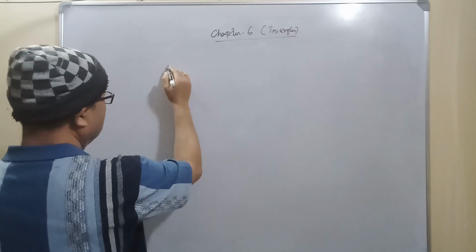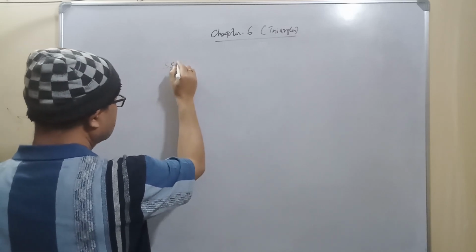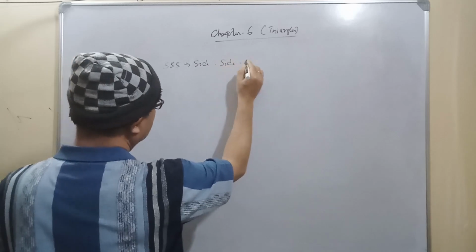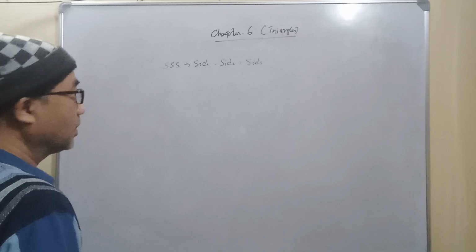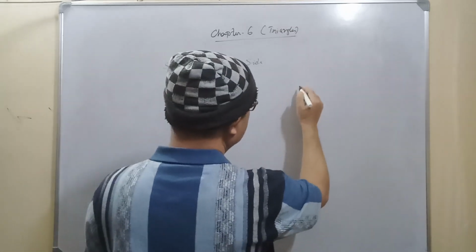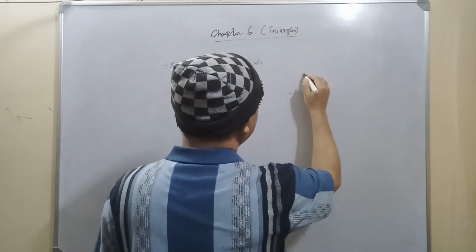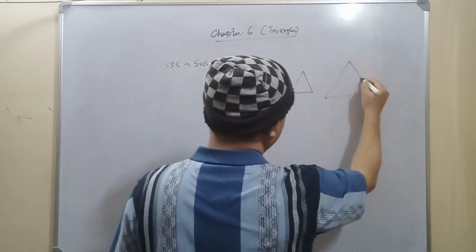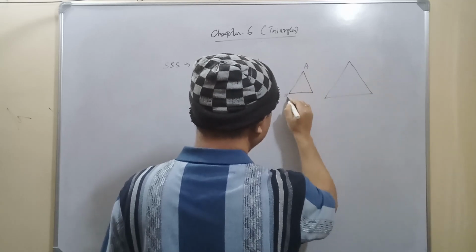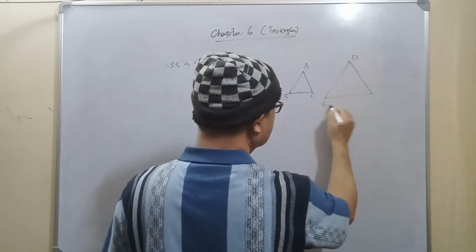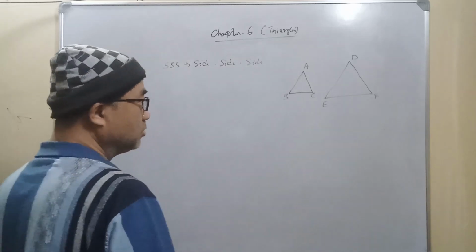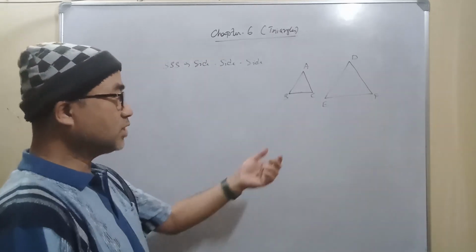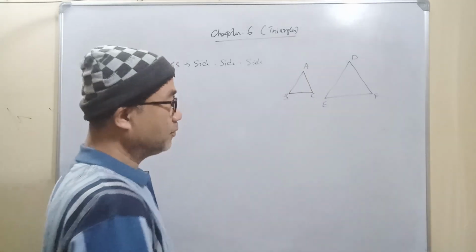The second similarity criteria is SSS or side criteria. What does it say? It says that if corresponding sides of one triangle are in proportion to the corresponding sides of another triangle, then the two triangles are similar. What does that mean?